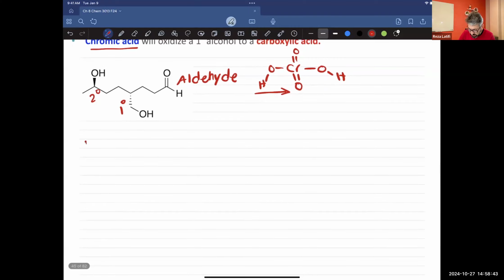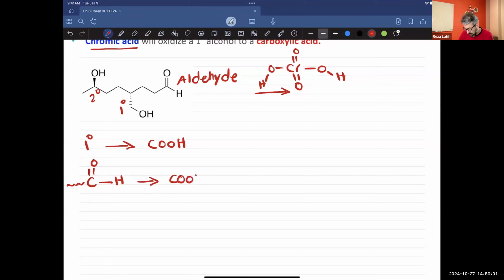Okay, a primary alcohol will turn to COOH. This is an aldehyde. Because it has an alpha hydrogen attached to it, it will again turn to COOH. And this is going to be a ketone. A ketone has no alpha hydrogen, so we say no reaction, if it's a ketone.